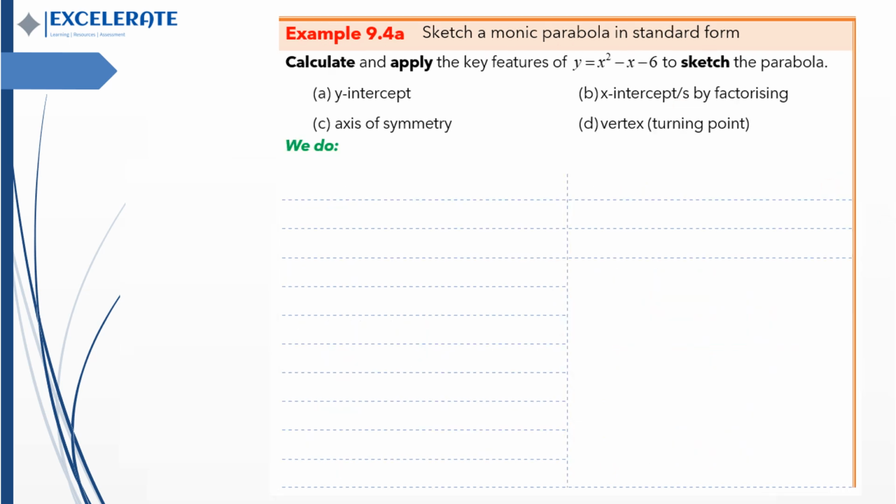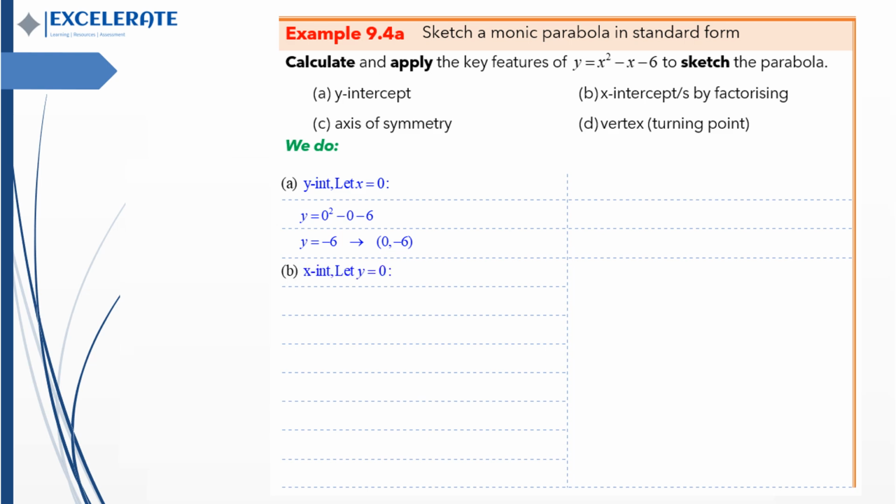Calculate and apply the key features of y equals x squared take x take 6 to sketch the parabola. So press pause and calculate those four key features, and once you've done that, plot the points and sketch the parabola. The y-intercept, let x equal 0. So subbing in 0 for x, your y-intercept should be negative 6 or minus 6.